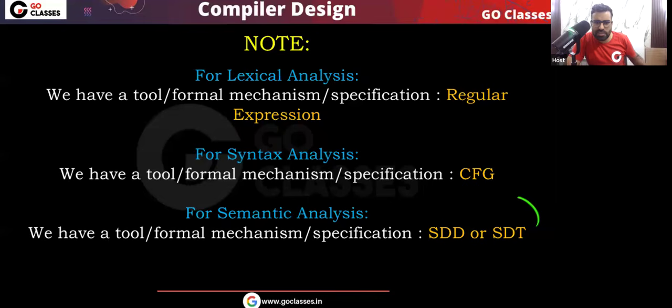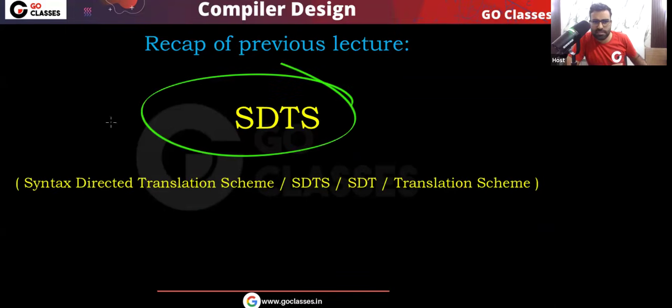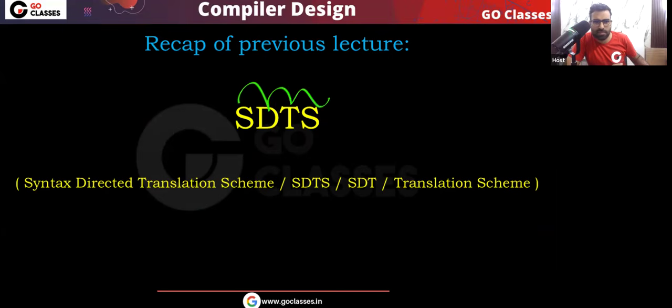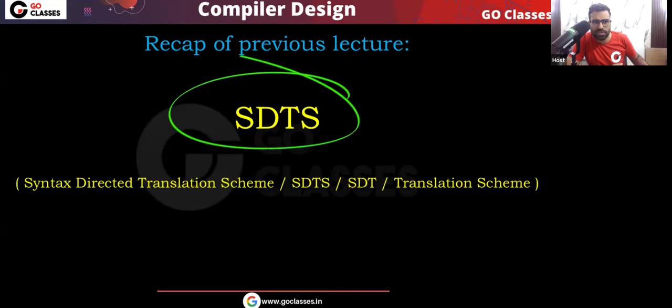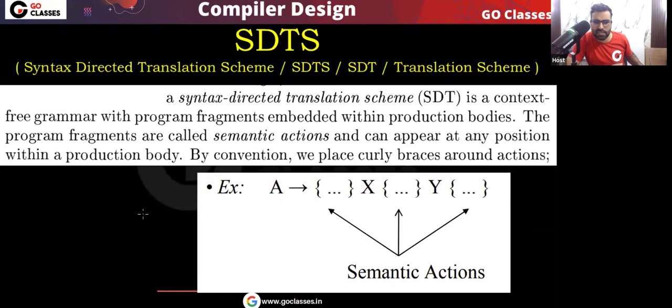Okay, let's quickly do the recap of SDT, or the recap of the previous lecture. The concept of SDT means syntax directed translation scheme. In short, you can call it translation scheme, SDTS, or SDT. We have already seen the definition of SDTS, and it is very simple. A syntax directed translation scheme is a context free grammar with program fragments embedded within production bodies.